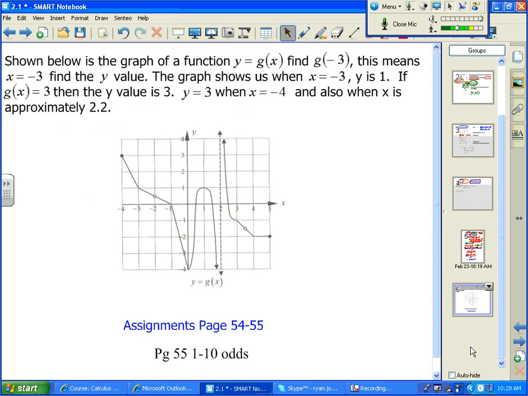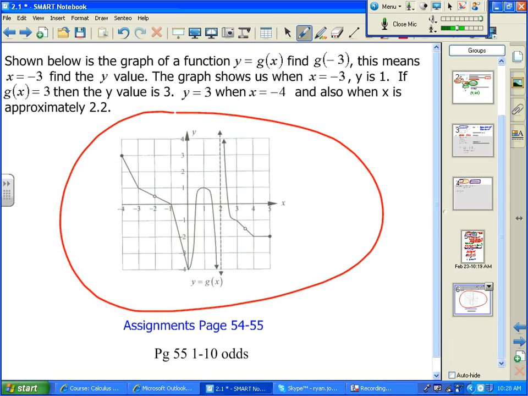Now, this graph, if you're far away from the smartboard, you might want to move a little bit closer so that you can look off the graph when we get to this question here. So in red here is g of x. It doesn't really matter what the name of it is. I'm asking to find g of negative 3. Because this is g of x, you can see that x has been replaced by negative 3.